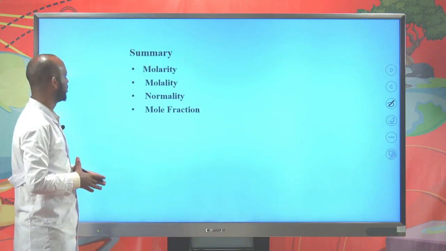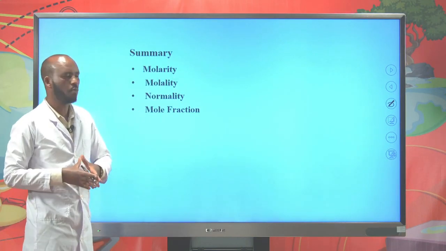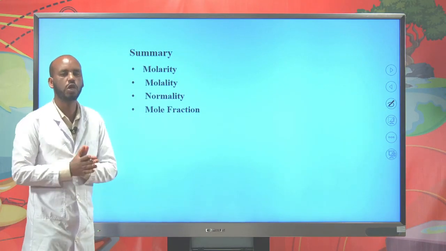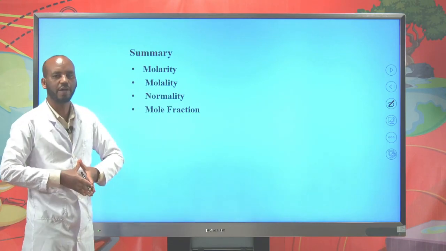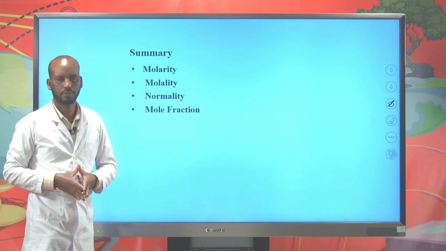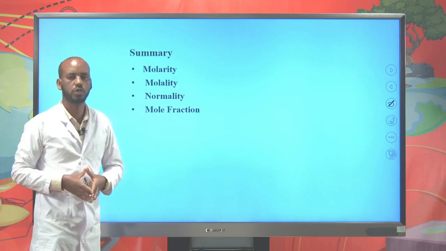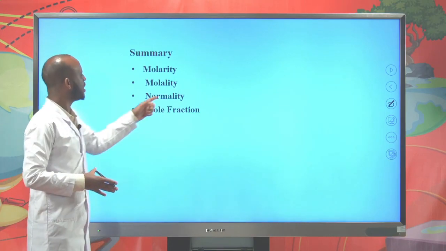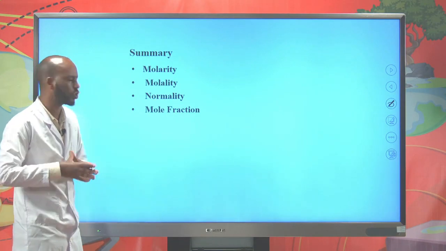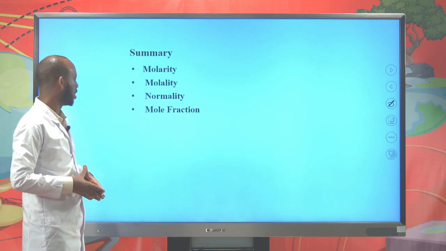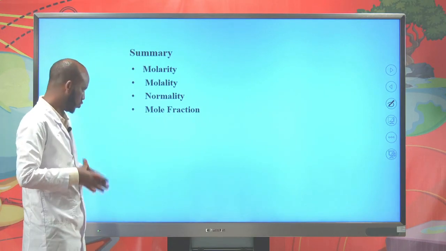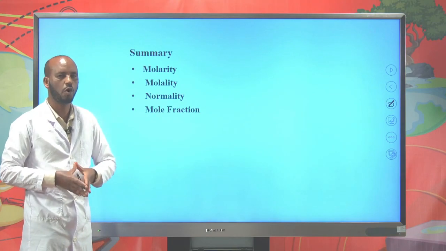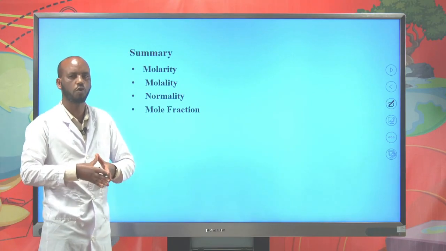Students, in today's lesson, we learned about the molarity of the solution. Molarity is defined as number of moles of solute per liter of solution. Molarity is one way of expressing concentration of a solution. Molality of the solution is defined as number of moles of solute per kilogram of solvent. Normality of the solution is number of equivalents of solute per liter of solution. Mole fraction of solute is number of moles of solute divided by number of moles of solution. Mole fraction of the solvent is number of moles of solvent divided by number of moles of solution.